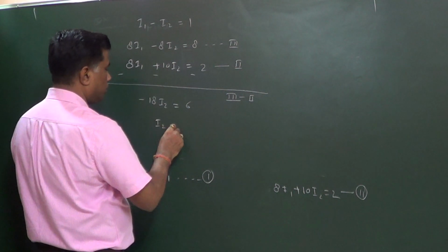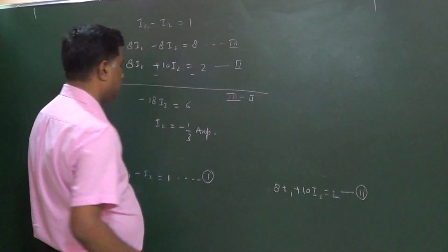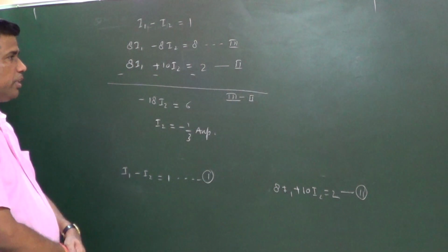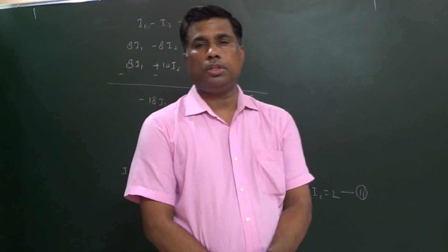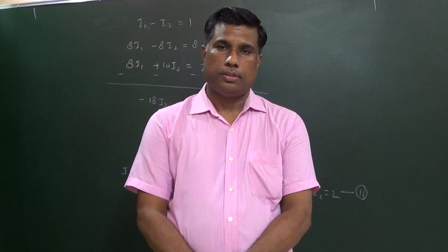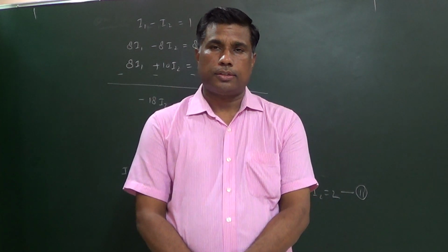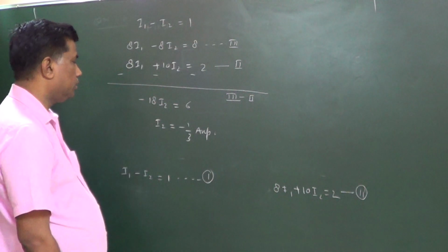So I2 equal to minus 1 by 3 ampere. So the value of I2 equals minus 1 by 3 ampere. It means the direction of current is opposite to the direction we assumed in the circuit. This value is correct, but the direction will be opposite to the direction we assumed in the circuit.